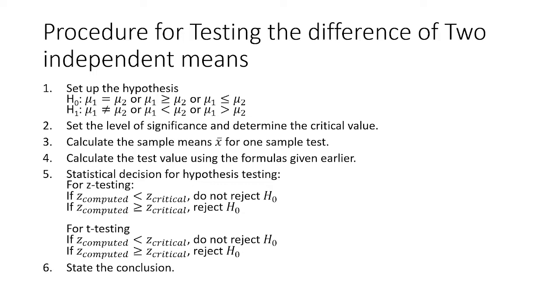Then you need to compute for the sample means. That is not one sample test, that is for two sample test. Then you need to calculate the test value for yung binigay na formula kanina. And we will still be using this statistical decisions for hypothesis testing. Same pa rin yung concept na gagamitin. And after that, you just need to state the conclusion. Okay?